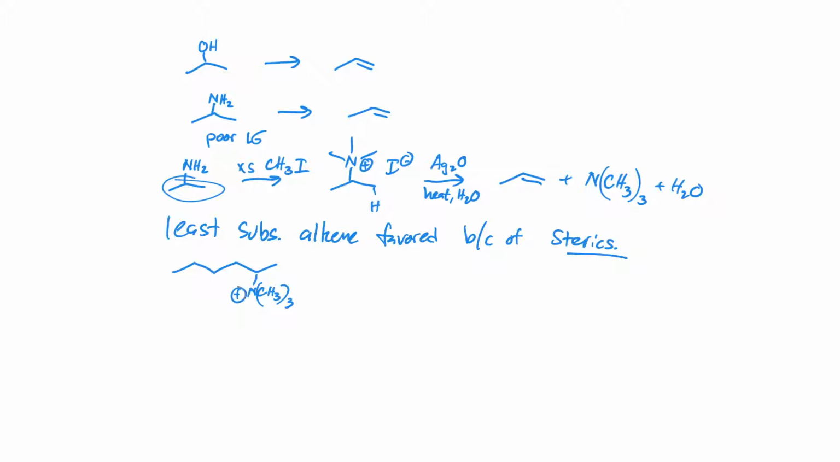So that's the ammonium with the iodide, silver oxide, water, and heat. So you can see that we form 1-hexene, not 2-hexene. So it's the least substituted alkene that is formed. So let's take a closer look at that on the next slide. I'm going to redraw my ammonium cation.